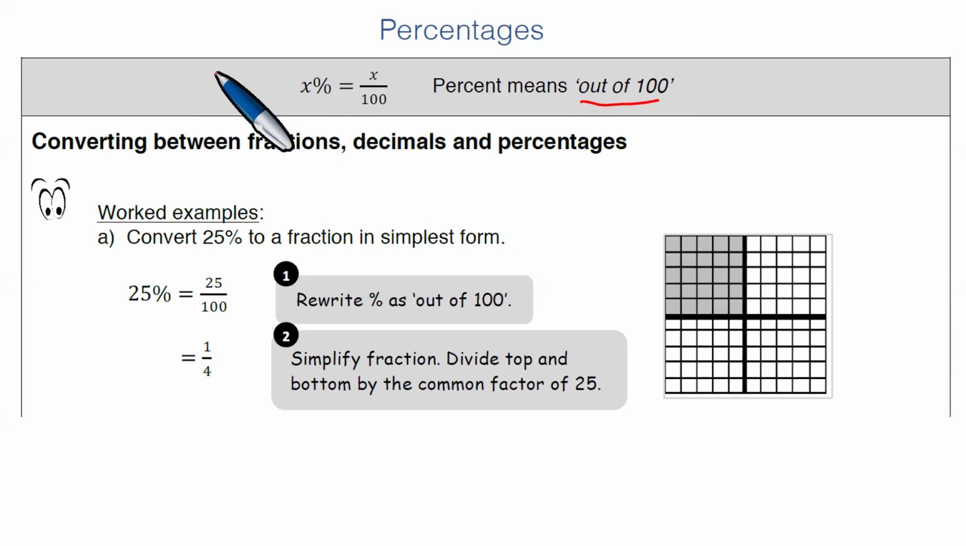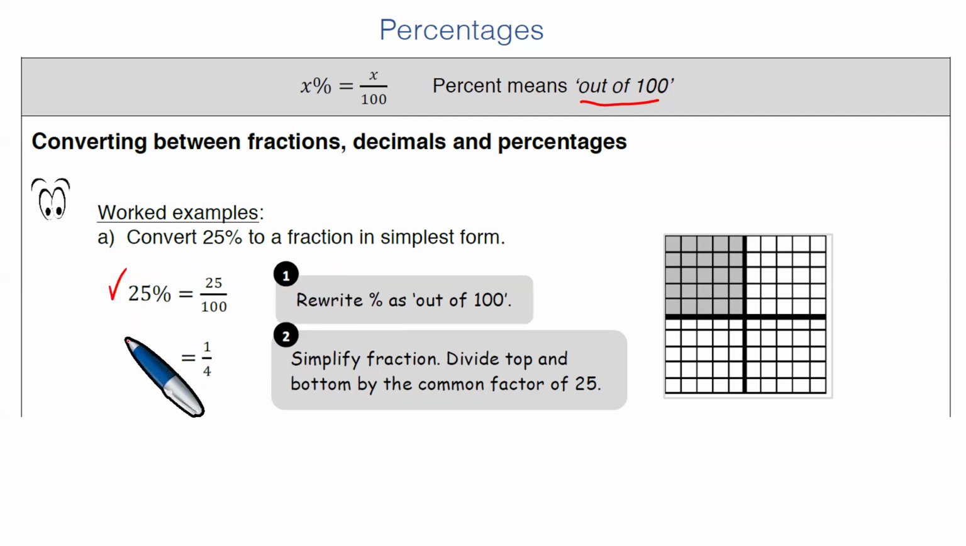Converting between fractions, decimals, and percentages. Worked example: convert 25% to a fraction in simplest form.